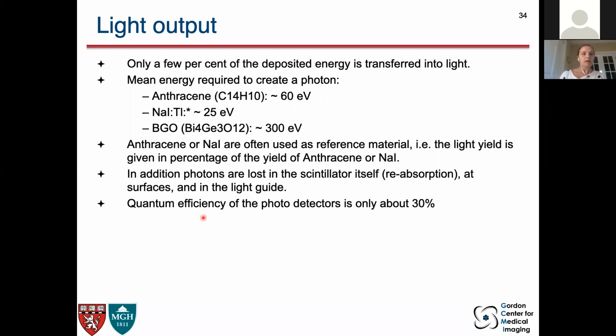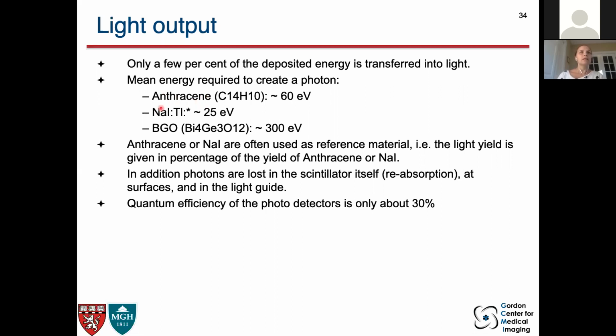And the mean energy that you require to create one optical photon will differ between different materials, as you see here. These are 3 different types of scintillators. So you can see that they will have different light yields. This detector, the sodium iodide, will have a much higher signal or larger number of optical photons compared to BGO if the same energy is deposited within these materials. So these anthracene and sodium iodide are often used as reference material. So the light yield is given in percentage of the yield of these 2 scintillators, because these are very old standard scintillator materials.